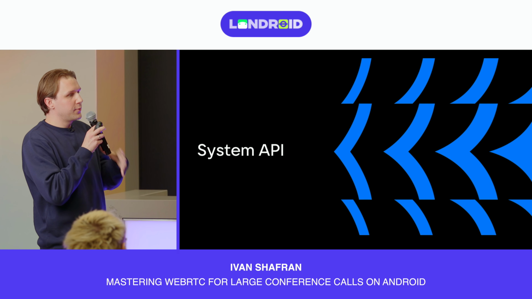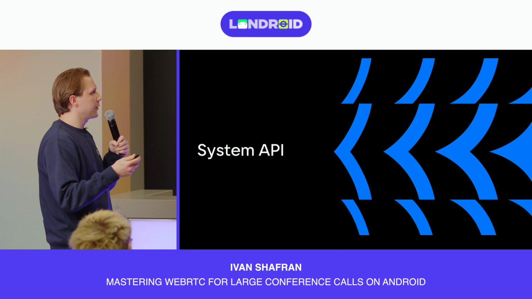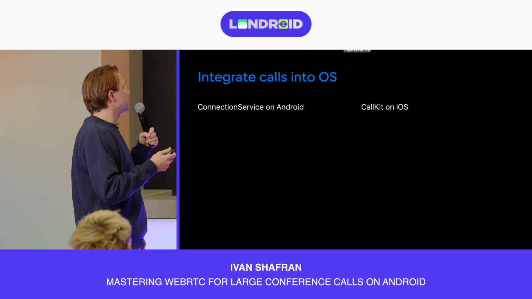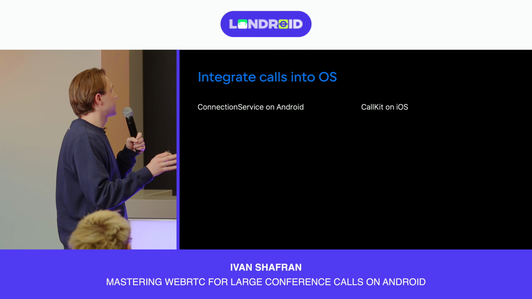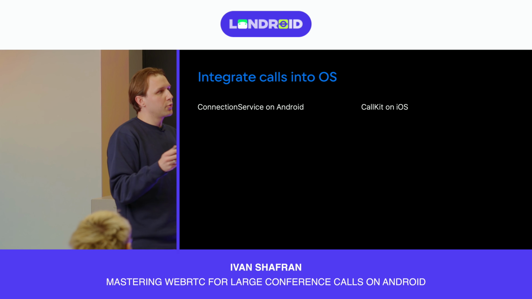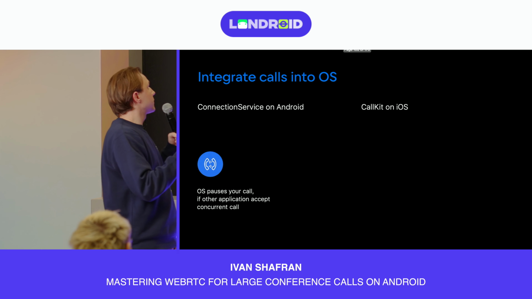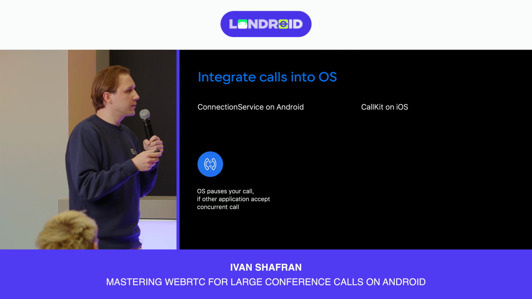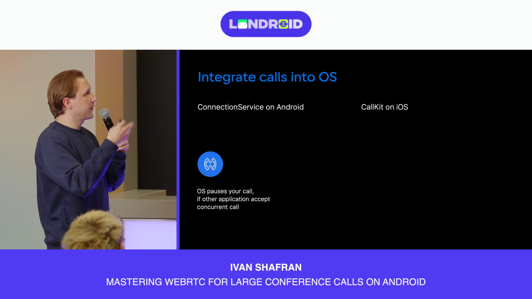Okay, let's talk a bit about system API, like how our calls interact with Android and iOS. Basically on iOS you must use CallKit. That's it. On Android you have options. You may use connection service or you may not. And these things are important if you want to use your calls with other applications.